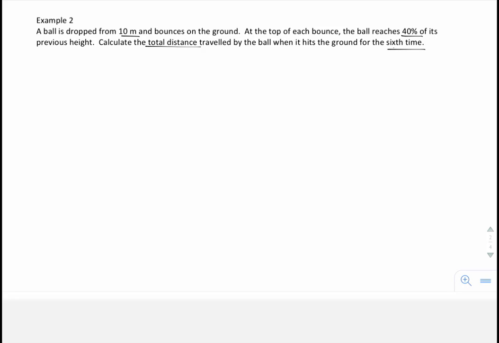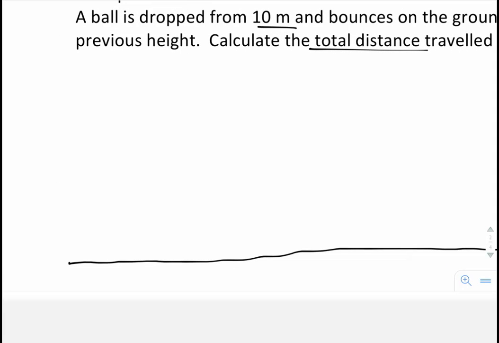Total distance. So before I even begin this question, what I like to do is draw a figure of what I'm looking at. So the ball is initially at a height of 10 meters. So that's up here. Here's my 10 meters off the ground. The ball then drops down. So this will be the path of the ball.